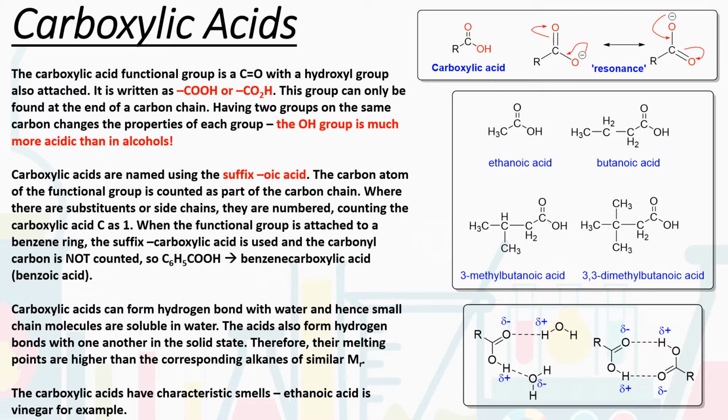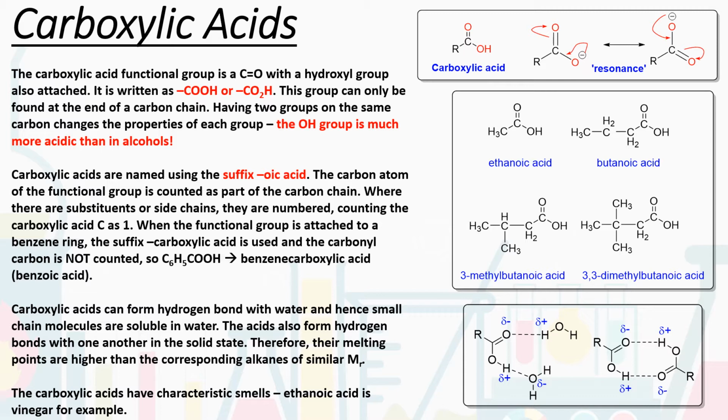Now, having these two functionalities, both the carbonyl group and the hydroxyl group on the same carbon, changes the properties of the groups. In particular, the OH group, the hydroxyl group, is much more acidic than it is in alcohols. We don't necessarily think of alcohols as being particularly acidic, but the OH group in a carboxylic acid, a sort of clue in the name, carboxylic acid, is much more acidic. It's much more easily lost. The proton is much more easily lost. And the reason is because the acidity depends on how stable the resulting anion is.